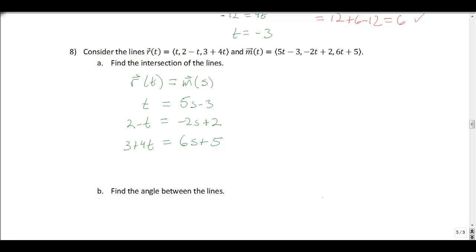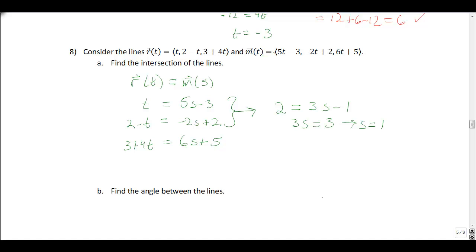Now we need to solve this. So one thing I'm going to do, how about we add the first and second equations together. The reason I want to do that is t plus negative t will cancel. So I'll get 2. On the right-hand side, 5s plus negative 2s is 3s, negative 3 plus 2 gives me a minus 1. That gives me 3s equals 3. That tells me if there is a solution, it has to be when s is 1. That is, m of 1 has to be the solution here.